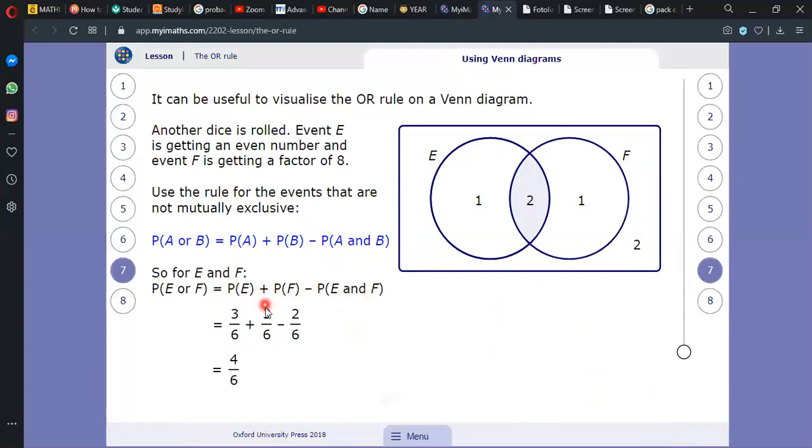So 3 over 6 plus 3 over 6. Don't forget the total for E is 3, 1 plus 2, and the total for F is 3, 2 plus 1. That's why we have 3 over 6 plus 3 over 6, and then minus 2 over 6. Final answer is 4 over 6.